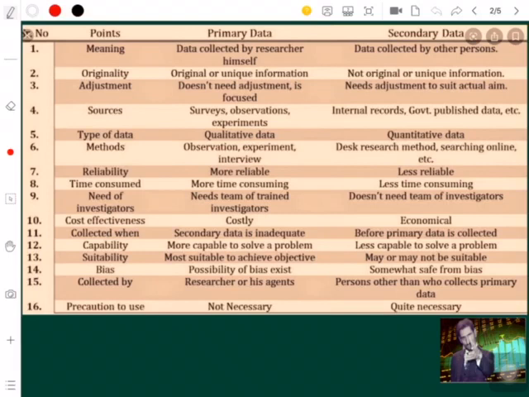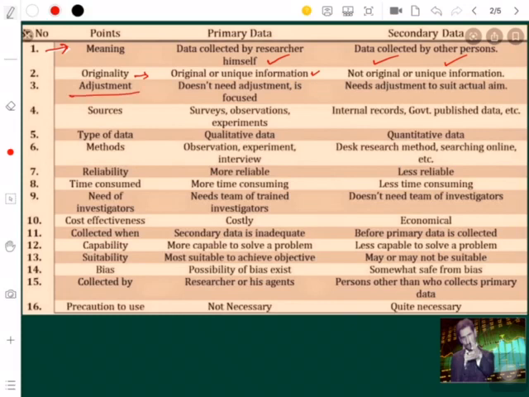When we talk of primary data and secondary data, we first divide it on the basis of meaning. What does it mean? Data collected by a researcher or investigator himself, as I was saying, and data collected by another person. It is already collected. That is why it is also called second-hand data. On the basis of originality, it is obvious that primary data will be original as well as unique information, while for secondary data we are not sure how much originality there is. So it is not original or unique information.